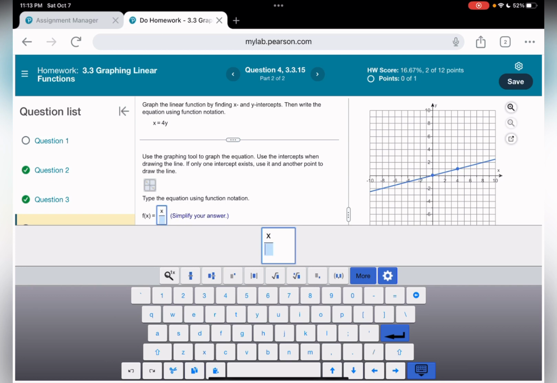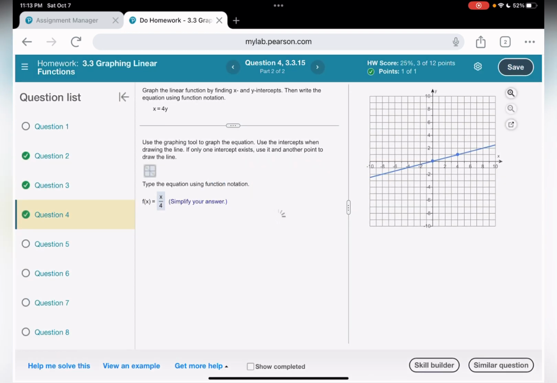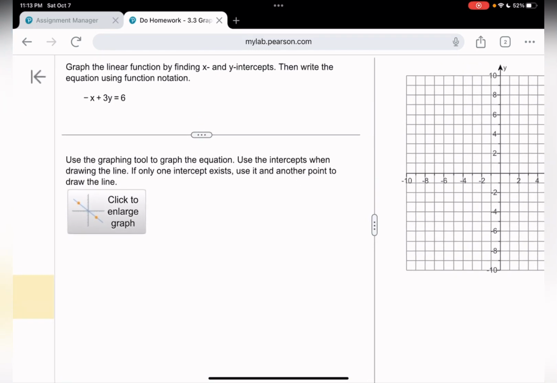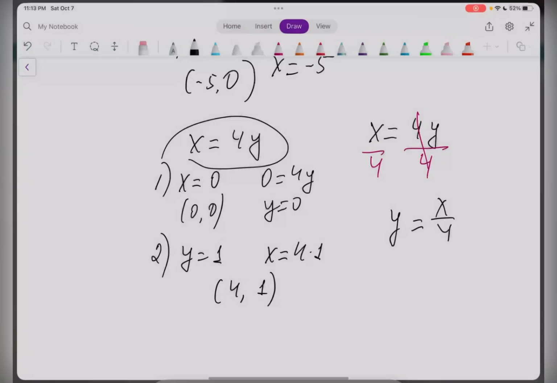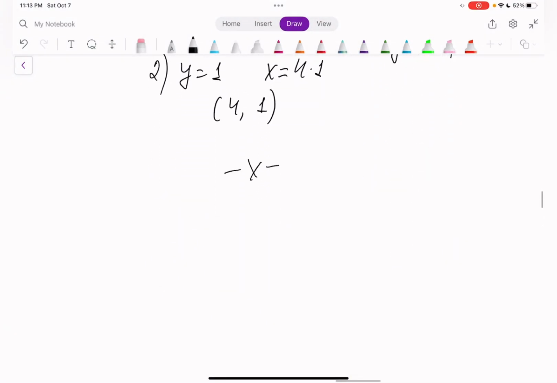X over 4. Okay, next question, number 5. So again, linear equation, negative x plus 3y equals 6.